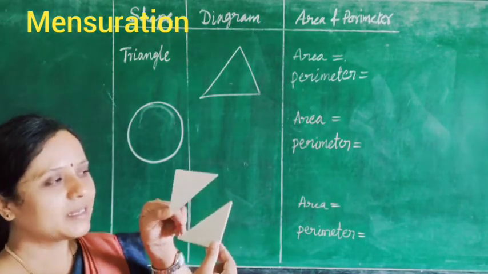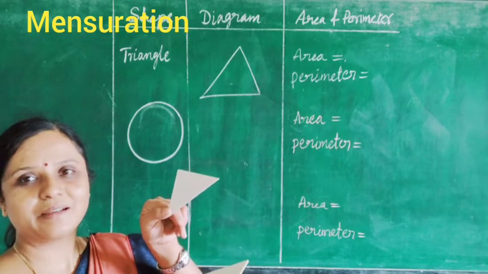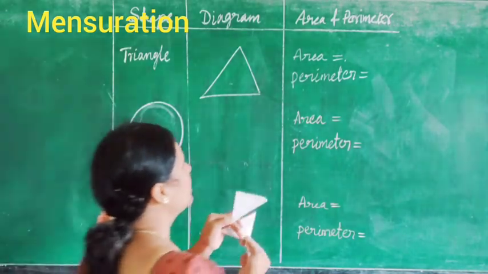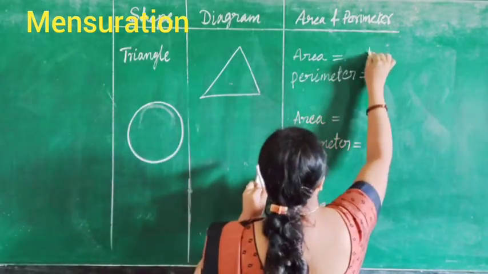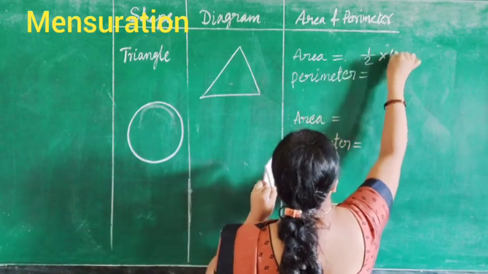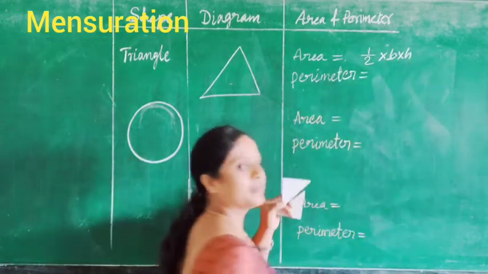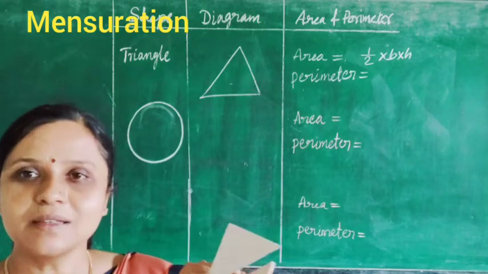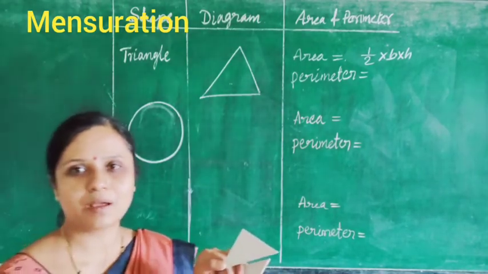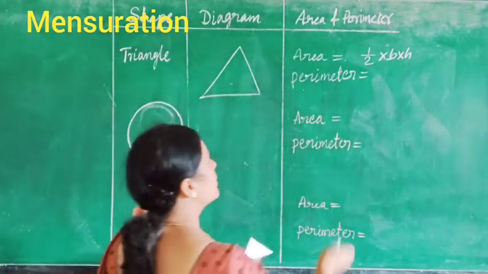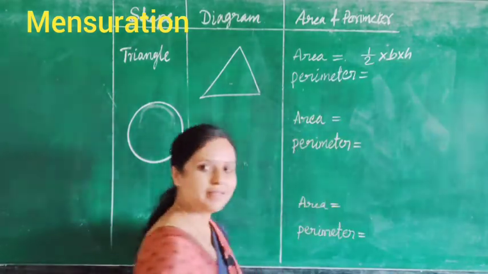Okay, so what is the area of this triangle? Students, directly you can write the area of a triangle is half into base into height. So it is half of the area of the parallelogram. That's why you write half into base into height.